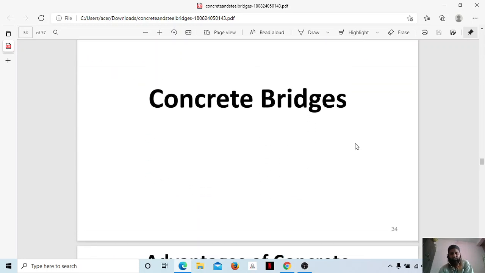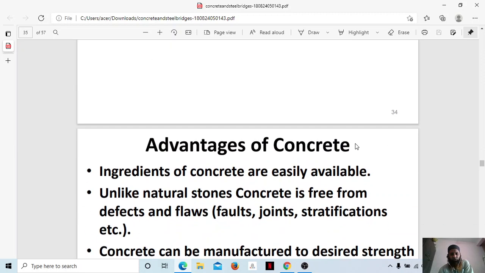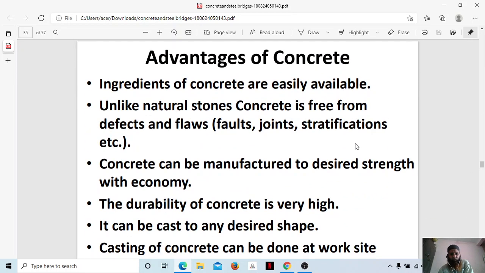Let us see concrete bridges. Till now we had seen the steel bridges. Let us see the concrete bridges. What are the advantages of concrete? Ingredients of concrete are easily available. Whatever materials are required for concrete bridge design are easily available anywhere. Unlike natural stones, concrete is free from defects and flaws, faults, joints, stratifications, etc.